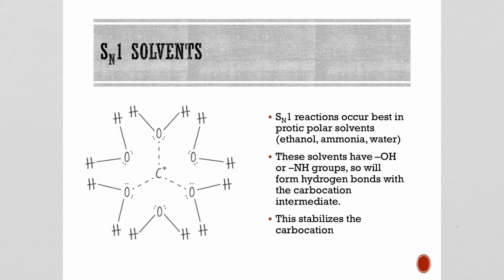SN1 solvents would best be protic polar solvents, so ethanol, ammonia, water. These solvents have hydroxide or NH groups, so they'll form hydrogen bonds with the carbocation intermediate. So you can see that here. And this will stabilize the carbocation, preventing those backside attacks.